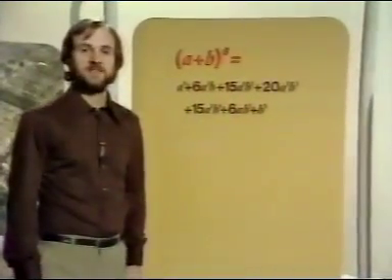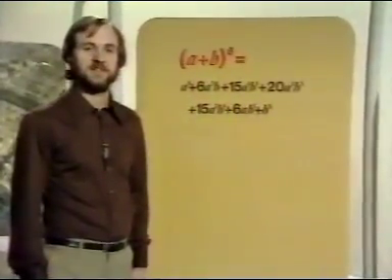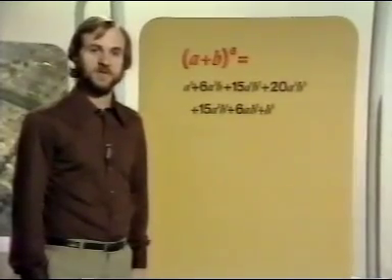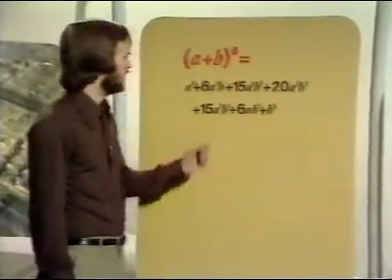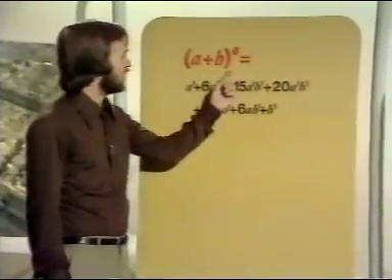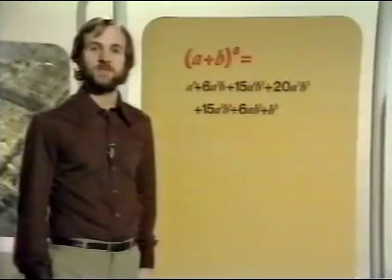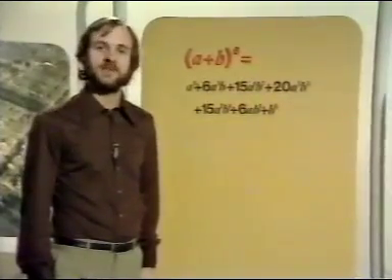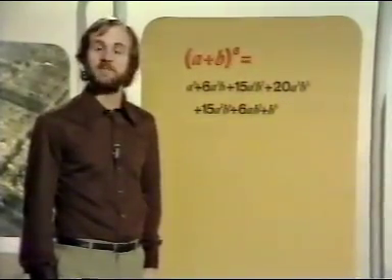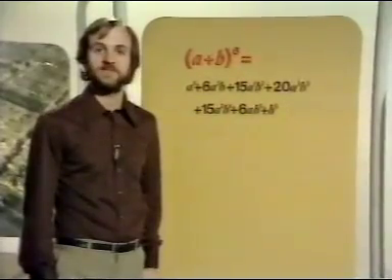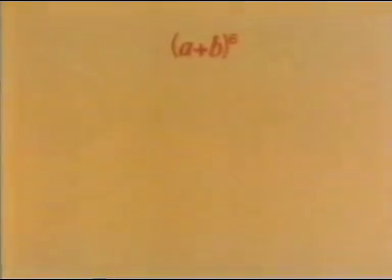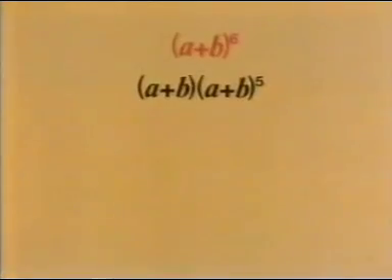This is the expansion for a plus b to the 6th. But if you want to find it for yourself, you've got to start by being sure that you know what this means. Well, something raised to the power 6 means 6 copies multiplied together. Let's look at that a little more closely and see how a plus b to the 6th can be broken down. A plus b to the 6th can be written in a rather different way, like this. We can split off one copy of a plus b and multiply it by a plus b to the 5th.